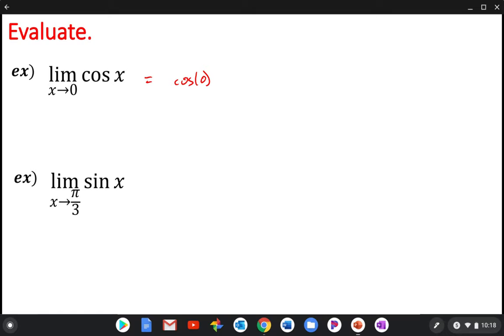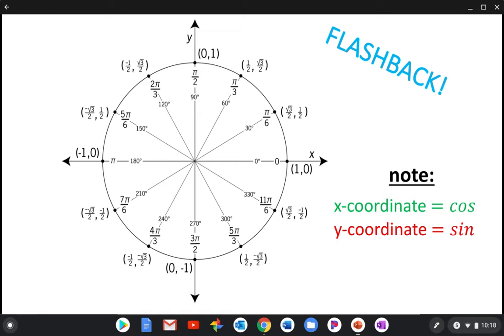and which brings me to a little bit of flashback from last year. If you had me for pre-calculus last year, you will remember at one point I made you memorize the unit circle. If you had a different teacher last year, this may not have been the case, so it might not be as familiar to you. Even if you did have me last year and you memorized this, you might have forgotten some of it.